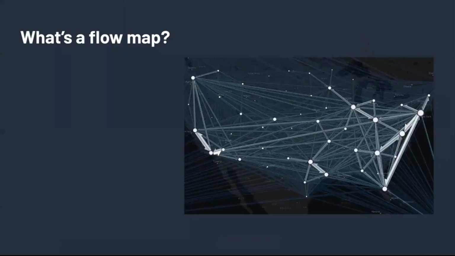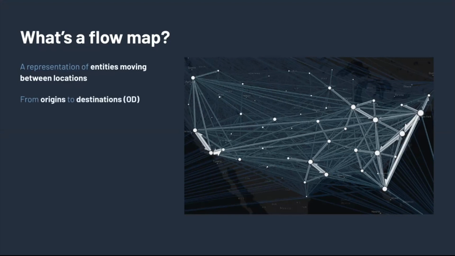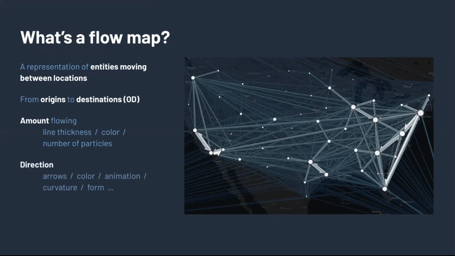So what is a flow map? It's a representation of entities moving between pairs of geographic locations, origins and destinations. The routes are not that important. It's important how many people are moving. The amount flowing can be represented in different ways. Often it's thickness, like in this case, but it can be color or number of particles if it's a particle animation. The direction is also usually important, and it can be represented using arrows, color gradient, animation, curvature, or the form of the arrow.